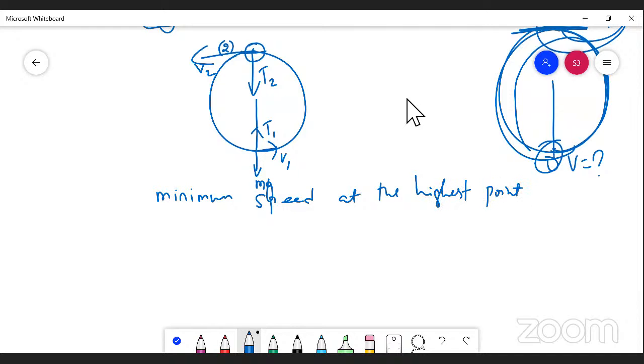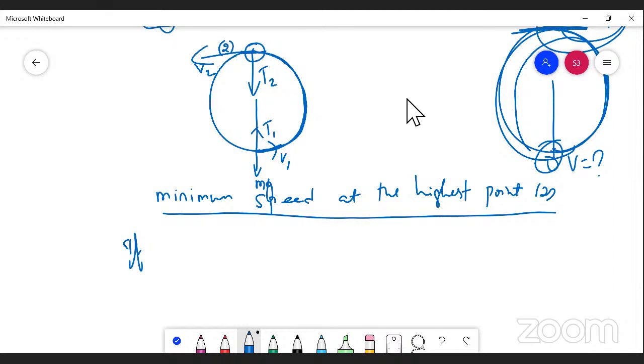Highest point. What is the minimum speed at the highest point? This is very, very important. If we consider the minimum at the highest point, the bob should be taken from 0 to the maximum point. The motion of the bob is opposite to the direction of acceleration due to gravity, so the value of v decreases until it reaches the highest point.